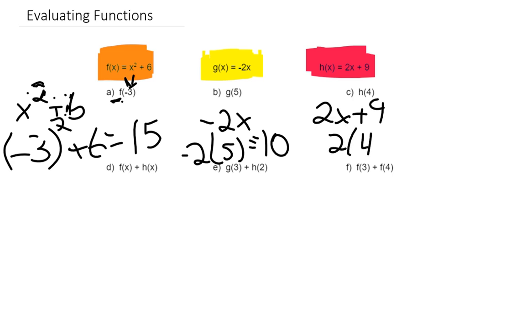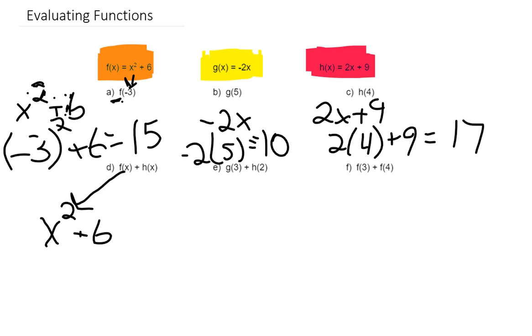So I would have 2 times 4 plus 9. 2 times 4 is 8, plus 9 is 17. So it's a very simple way there. You can see I'm just plugging in functions. Now, if I see f of x plus h of x, what that's telling me is I don't have a variable, but I can just plug in what I know. So f of x is x squared plus 6, and h of x is 2x plus 9.